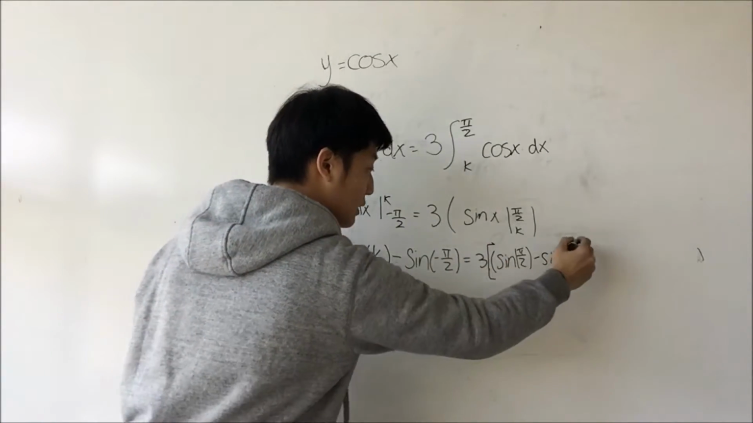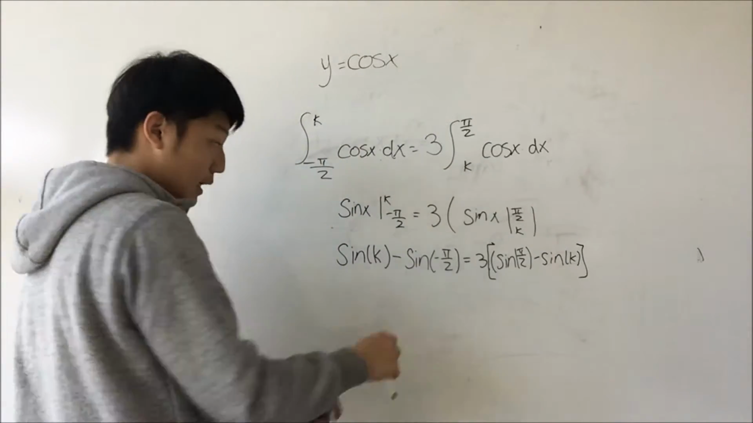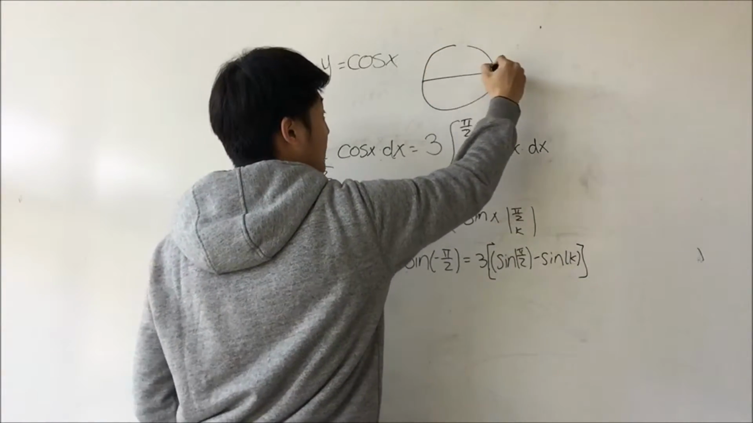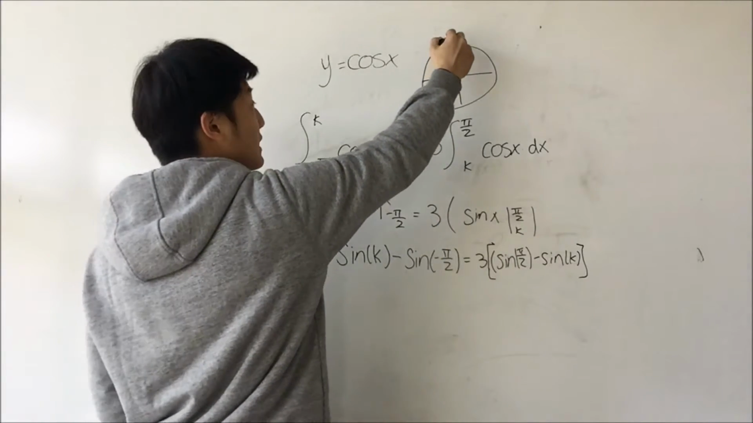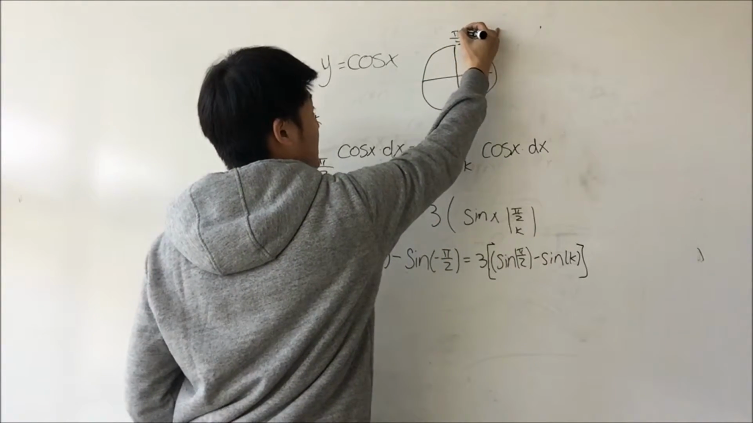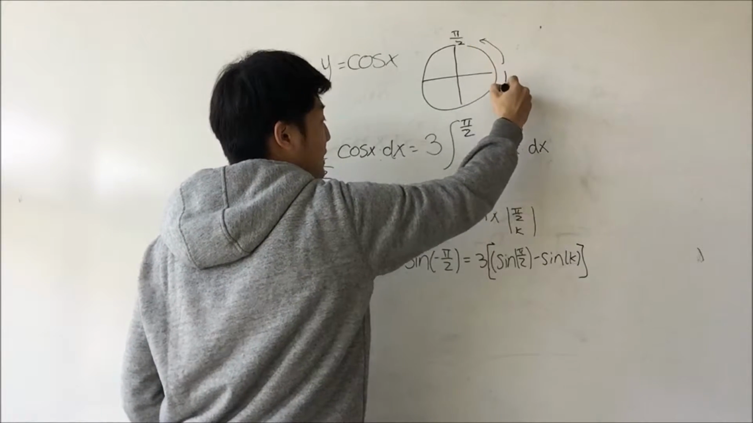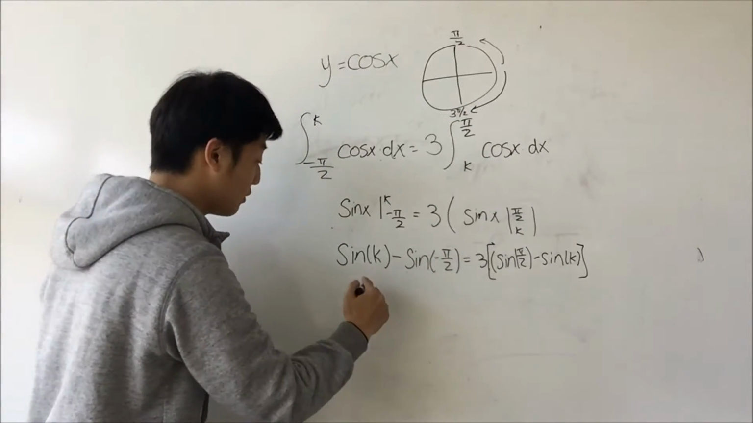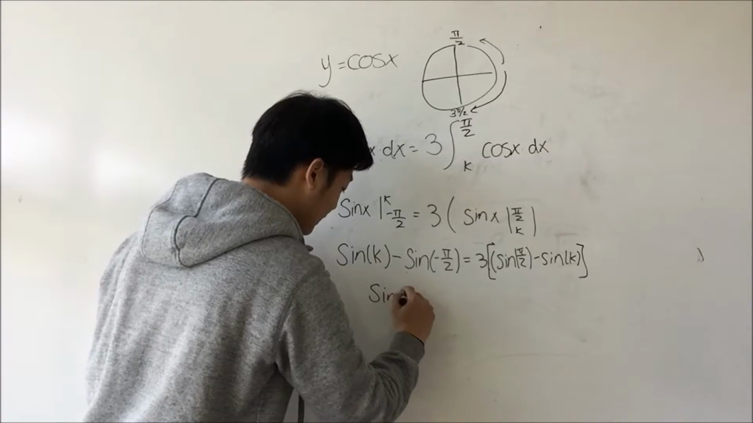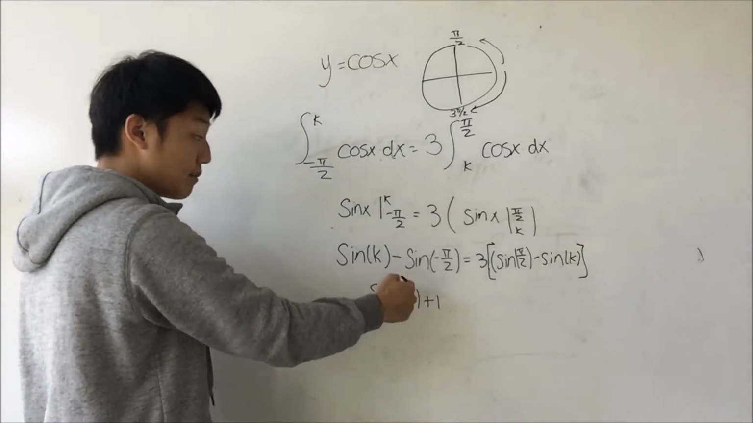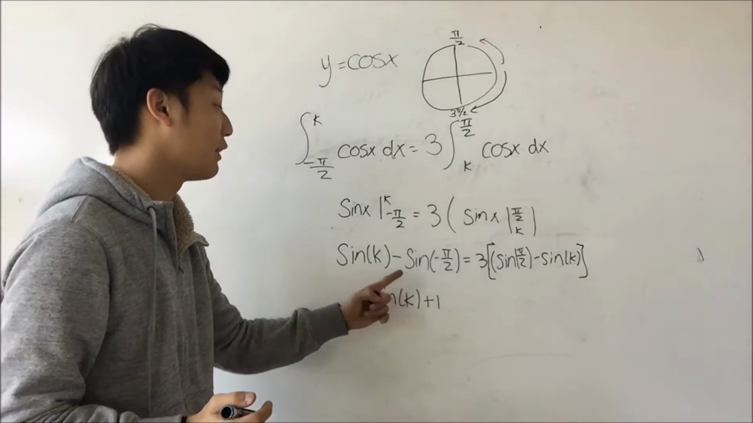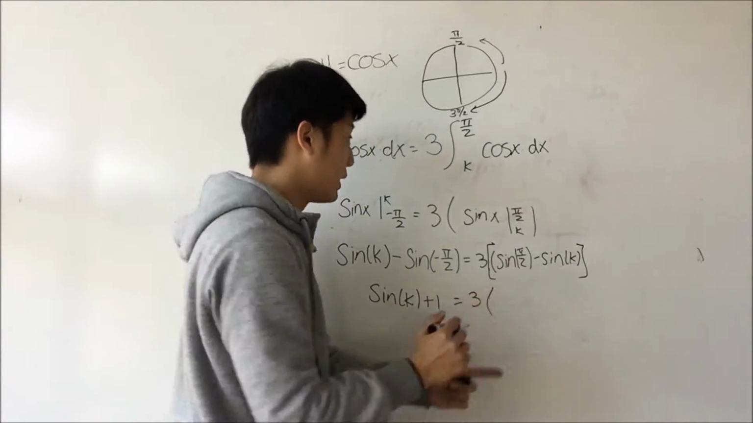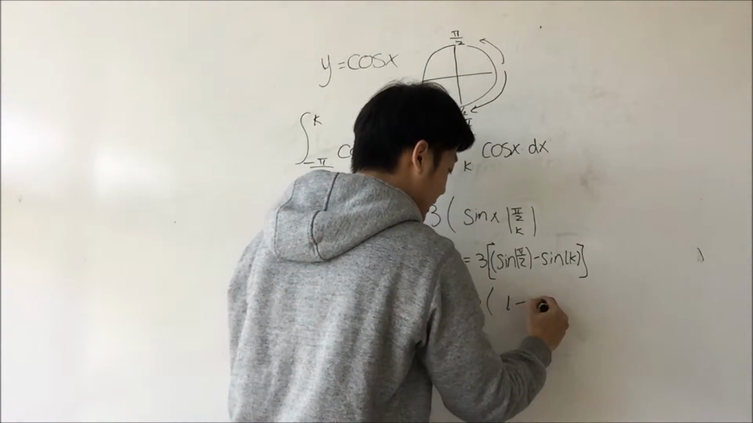Because we need sine of negative pi over 2, we just have to think of the unit circle. Negative pi over 2 is equal to 3 pi over 2, and that will equal negative 1. So, it will be sine k plus 1, right? Because it's negative 1 times minus, or negative becomes positive 1, equals 3 times, this will be 1 because now it's positive, 1 minus sine k.